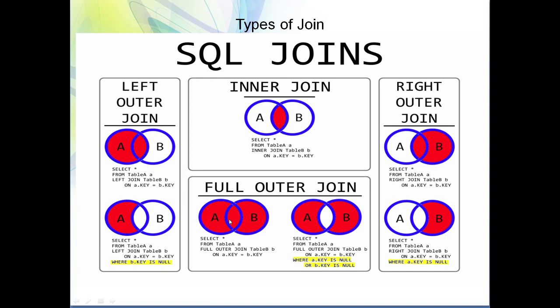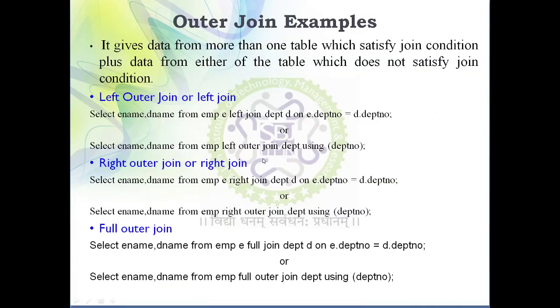The third variation is full outer join. It returns data which is common in both tables, plus data which is only present in table A, plus the data which is present only in table B. So these are the three major types of outer join: left outer join, right outer join and full outer join. Now we'll explain this with the help of an example.